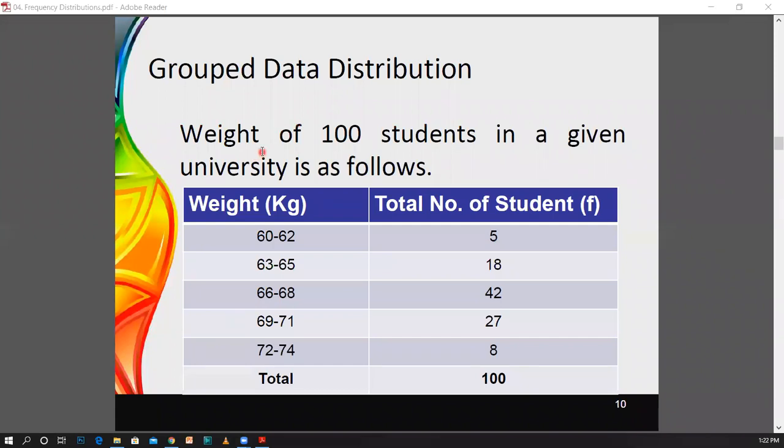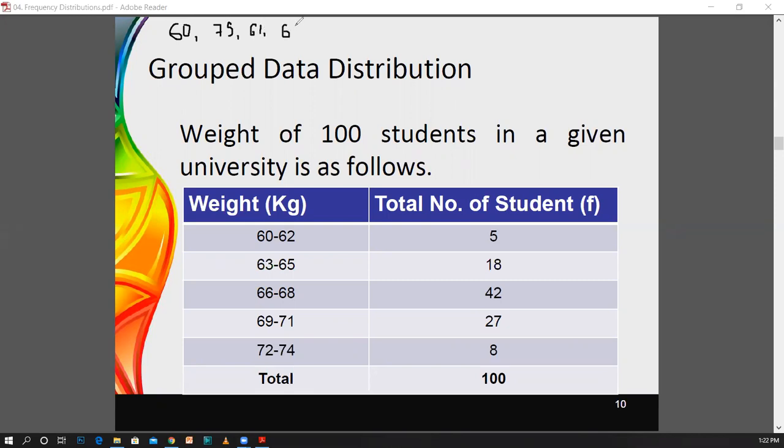Here we can see the weights of 100 students in a given university. Now think that you have obtained the weights of the students, and first of all, you may write them as single values. As an example, we have selected a sample of 100 students, and if you write these values, how will the solution look? Here it may have 60. Then the next person says it is 75. Another person says I am 61 kilograms.